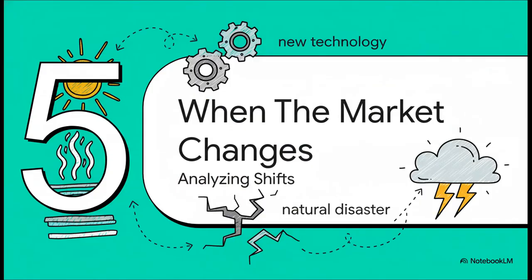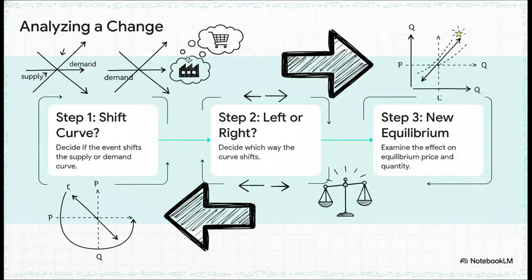But, of course, the real world doesn't just stand still. Things are always changing. So what happens when a heat wave hits, or a new technology is invented, or a natural disaster messes things up for buyers or sellers? Well, this model is an incredibly powerful tool for predicting what happens next. And there's a really simple 3-step process you can use to figure out any change. First, you just have to decide which side of the story is affected. Is this a supply thing or a demand thing? Second, decide which way the curve is going to move, left for a decrease, right for an increase. And third, you just look and see where the new intersection point lands.